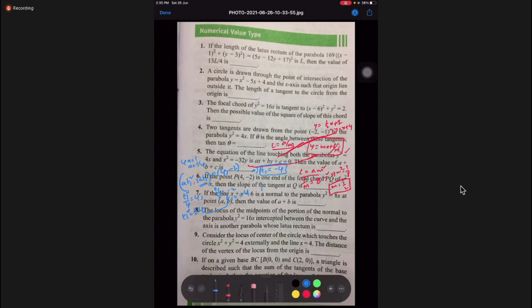Now, if it is an end of a focal chord, the other point Q is (a t2 square, 2a t2). Since it is a focal chord, t1 into t2 equals minus 1. So t1 is minus 4, which means t2 is 1 by 4. What is the a value? a t2 square is 1 by 4 into 1 by 4 into 1 by 4, which is 1 by 64. So this is Q.